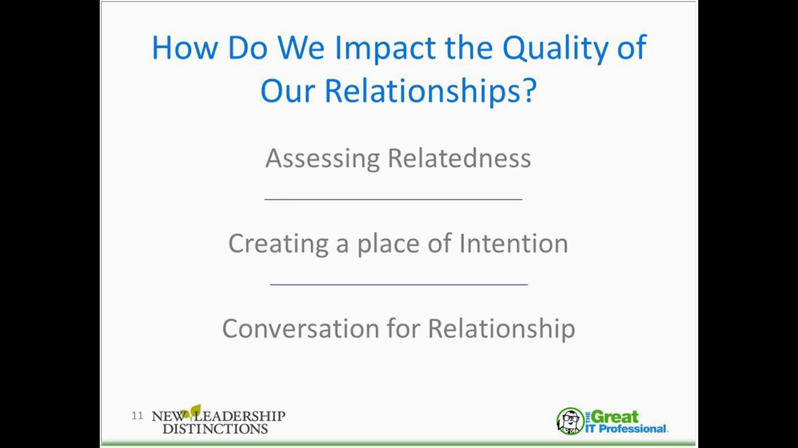And then the third step is having a conversation for relationship. So this is a conversation not for a project result, not for an action, not to resolve conflict, but specifically and solely to improve our relatedness with another person. So we'll talk about how to structure that and what that looks like and what's needed. Okay, so we're going to start with looking at how we assess our relatedness with others.